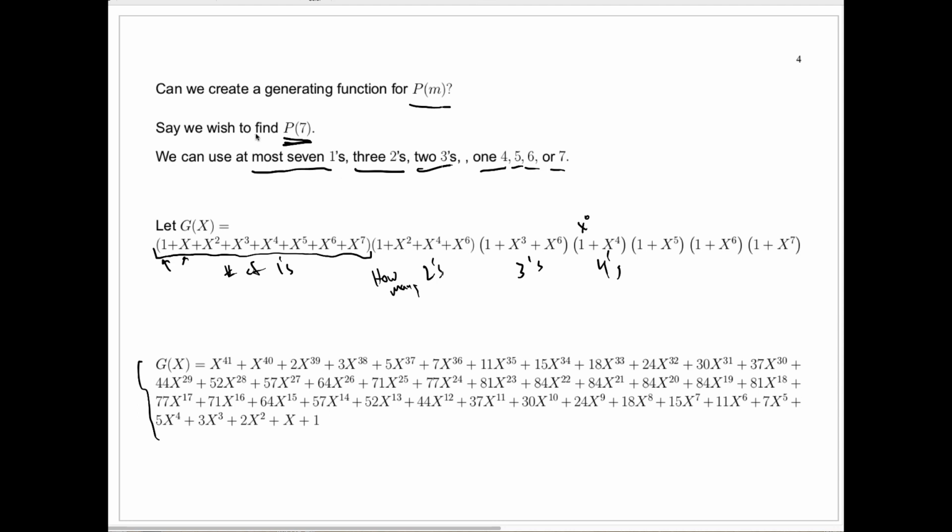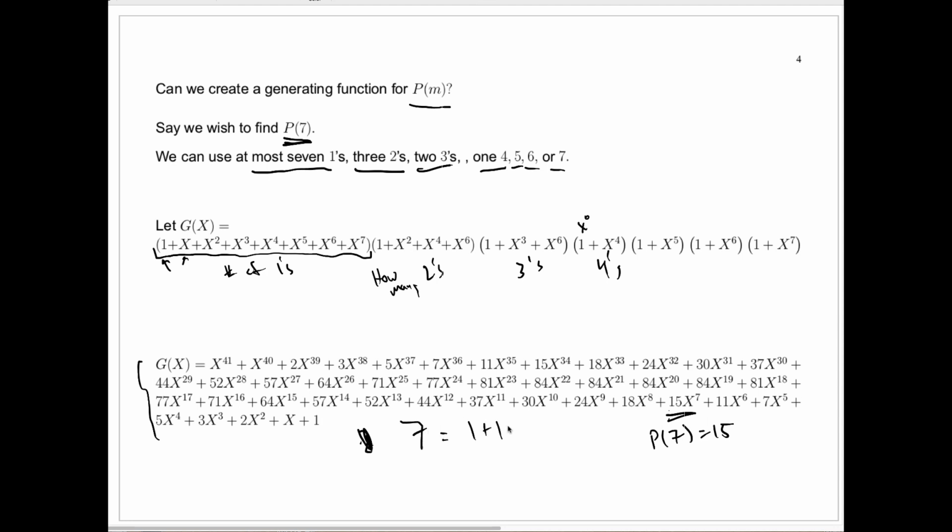Well, P of 7 will be exactly the coefficient of x to the 7th in this generating function. There are 15 ways of writing 7 as a sum of positive integers. Try to write them all down and really give it a shot. 15 isn't that many. I'll just write a few for you.